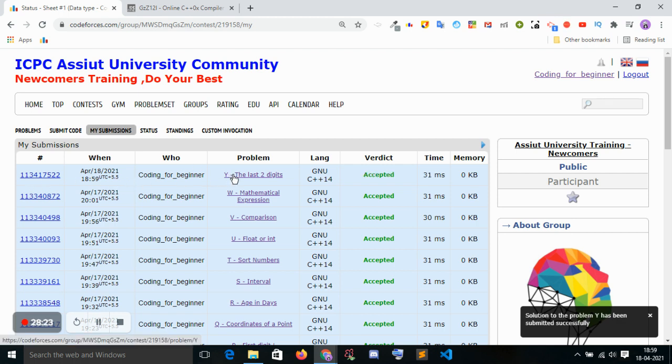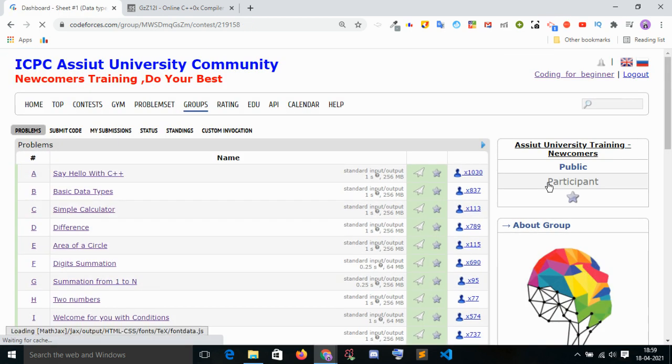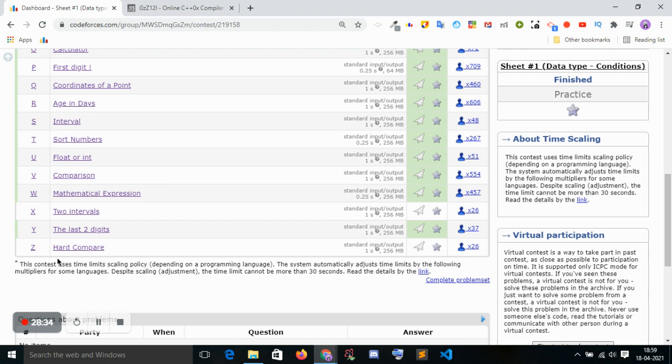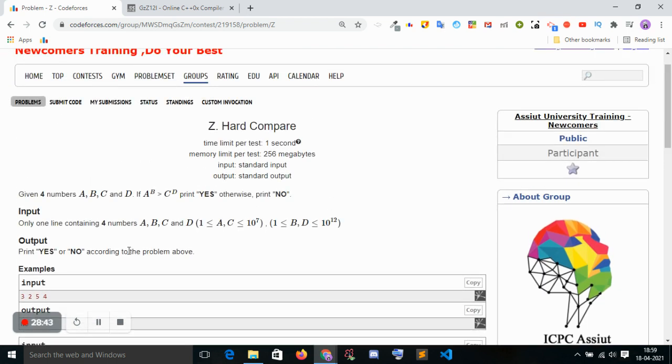Our code is executed. So let's go to sheet 1 again, and the last problem we can do, and then last we'll do two intervals. Given four numbers a, b, c, d, if a is greater than b, greater than c, greater than d, you have to check if the power of b to the a is greater than the power of d to the c. If it satisfies this condition, print yes, otherwise print no.